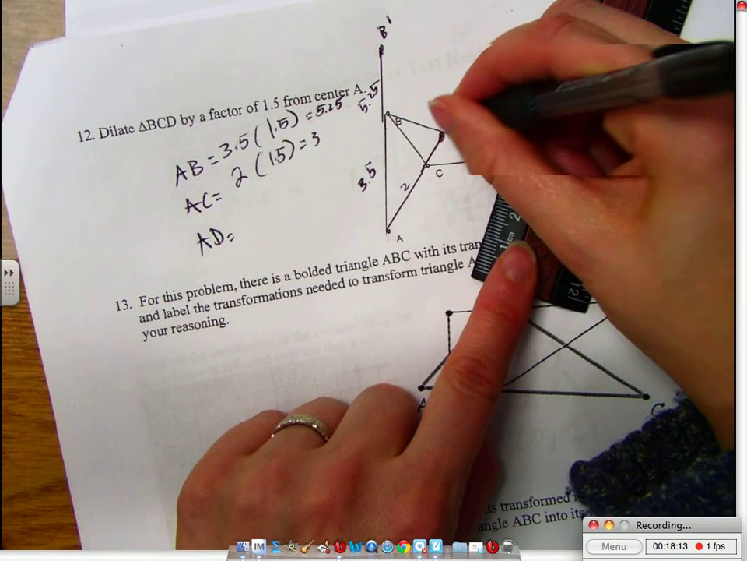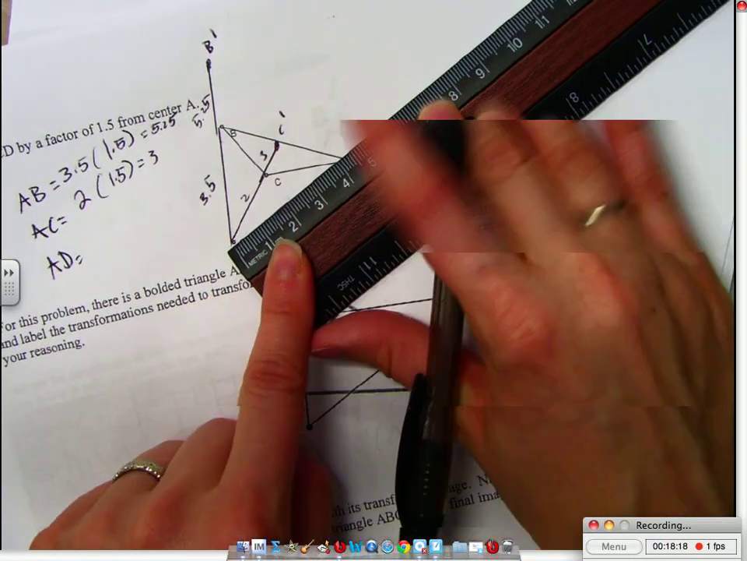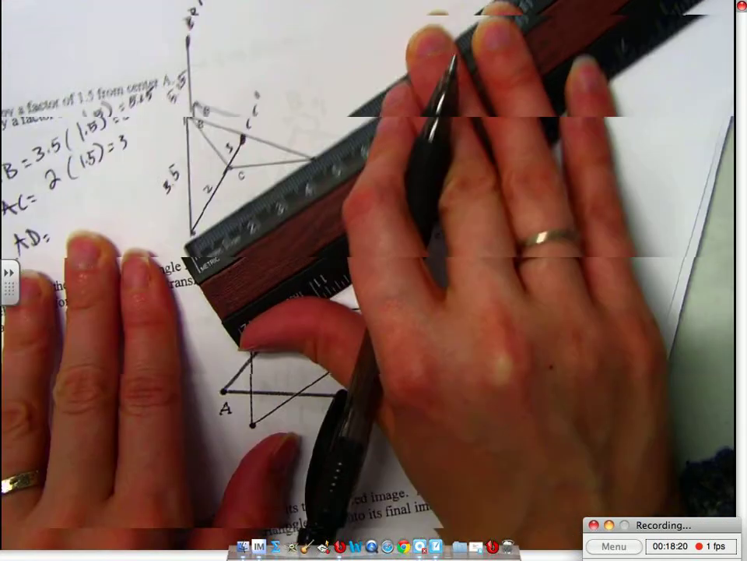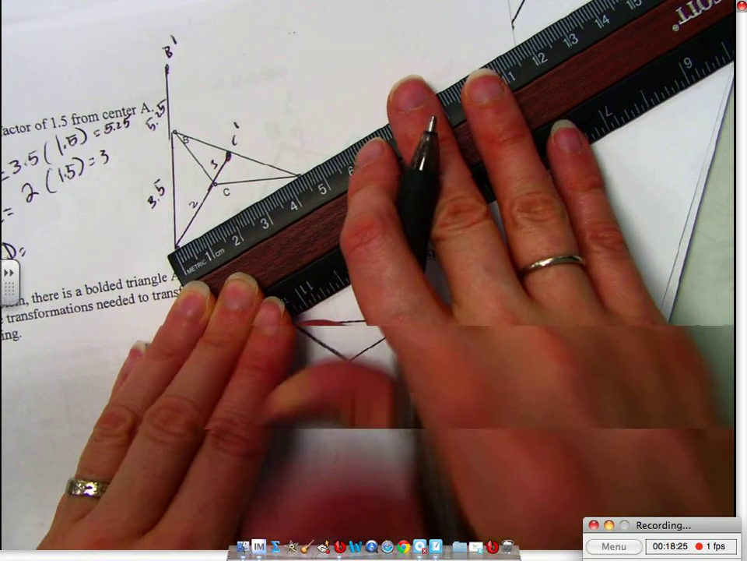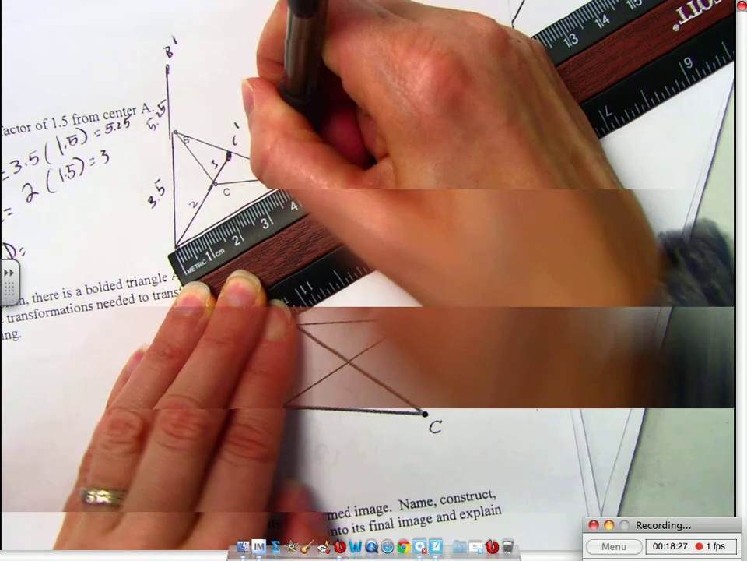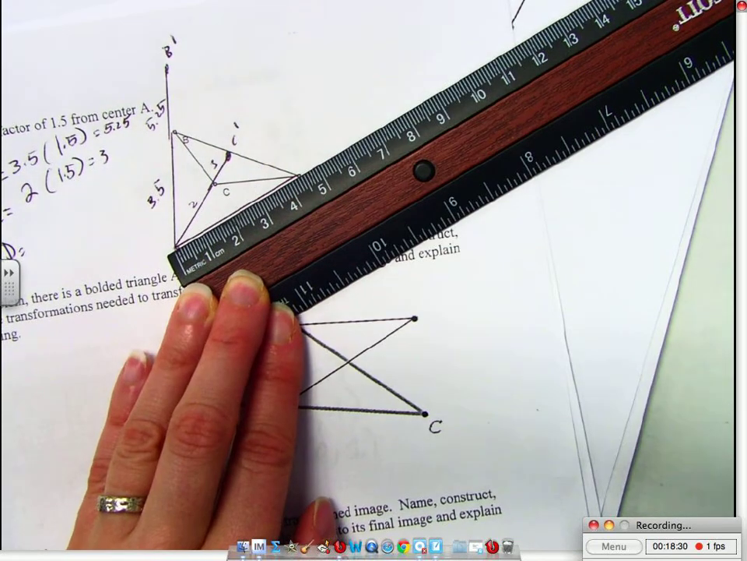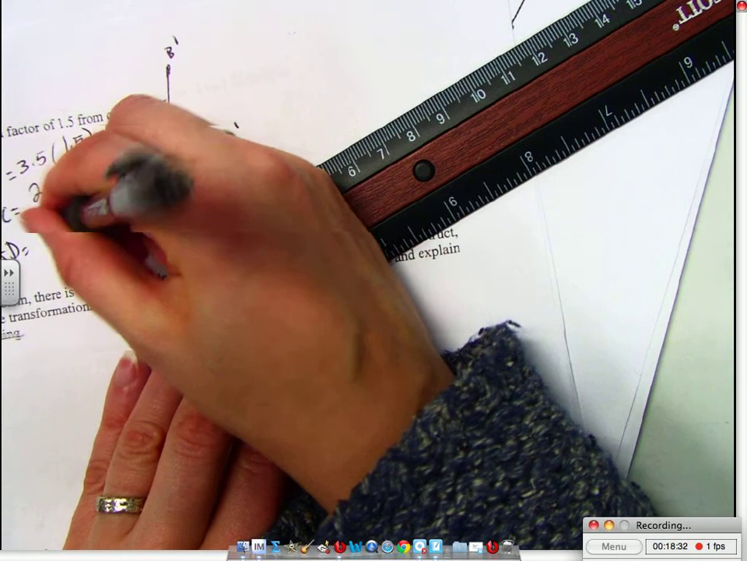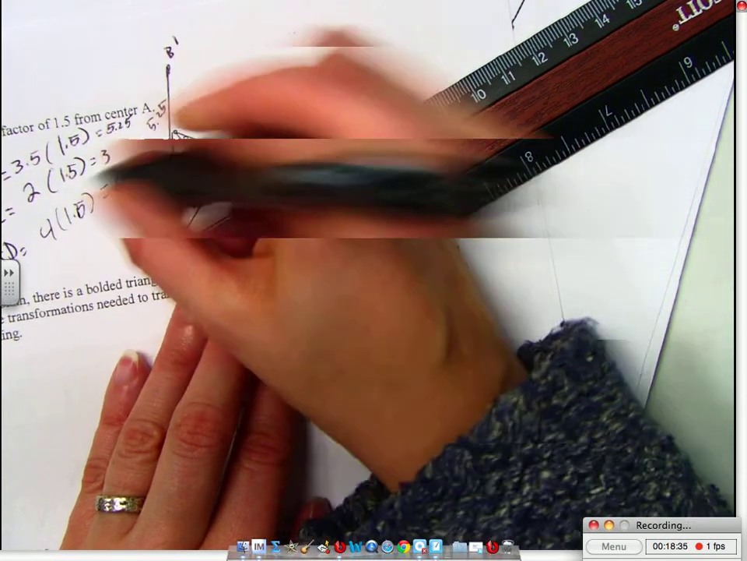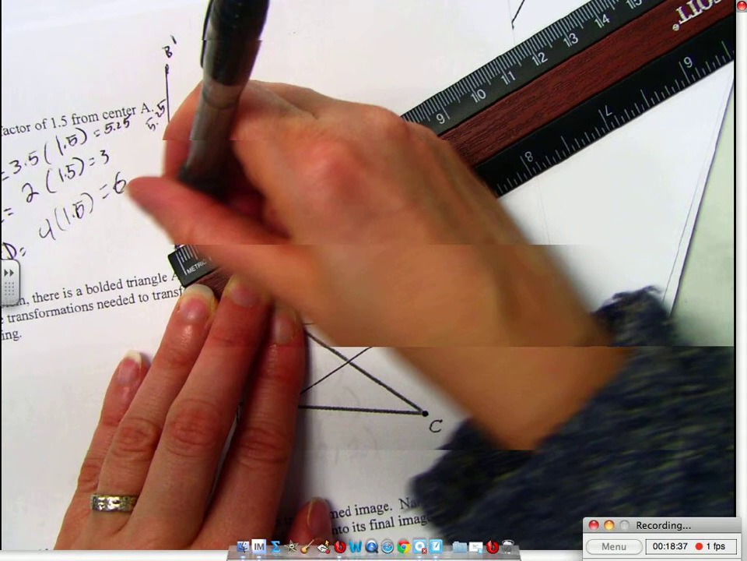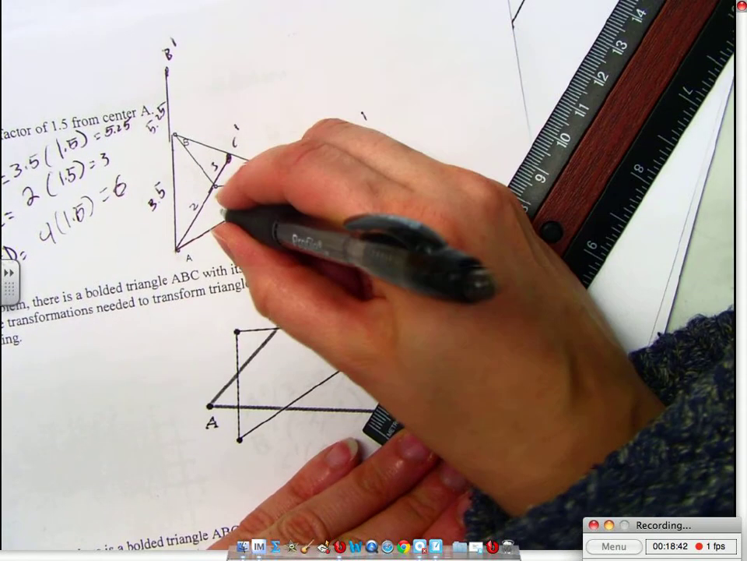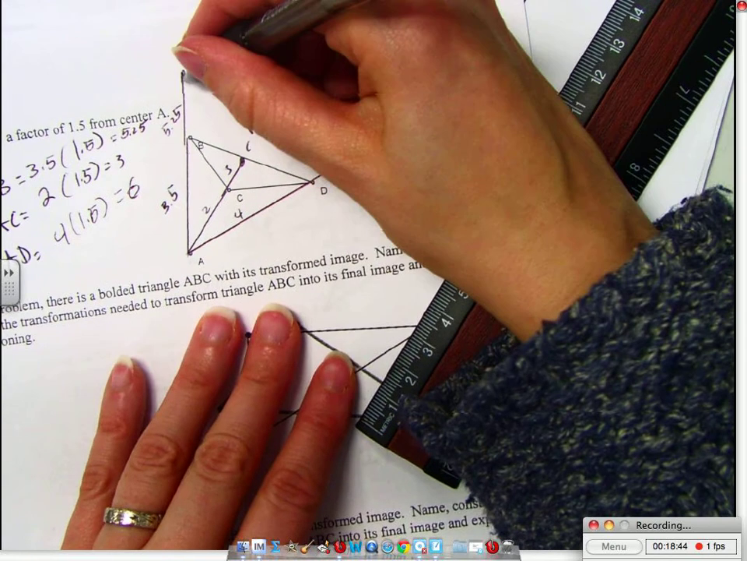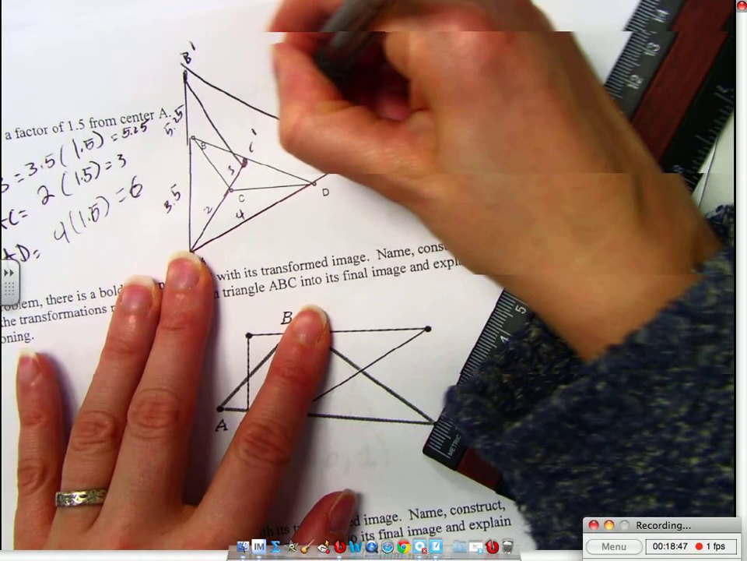Okay. A to D, I'm going to measure it, and I'm going to call it, what? I'm going to call it 4. 4 times 1.5 gives me 6. We call that D prime. And then these connect, and I can see that my triangle is 1.5 times as big.